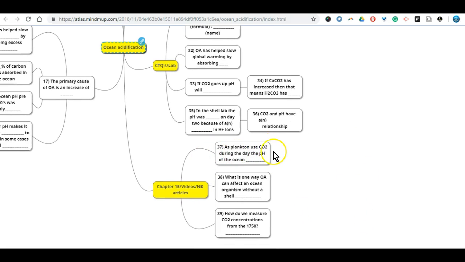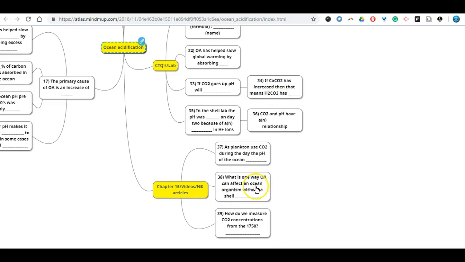37, as plankton use CO2, just forget the day part. As plankton use CO2, the ocean becomes less acidic because they're pulling CO2 out of the water. Less CO2 in the water means less carbonic acid, which means less loose hydrogens.